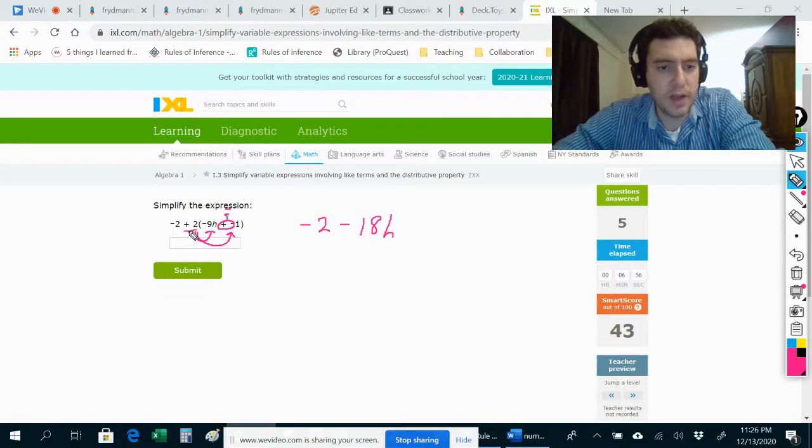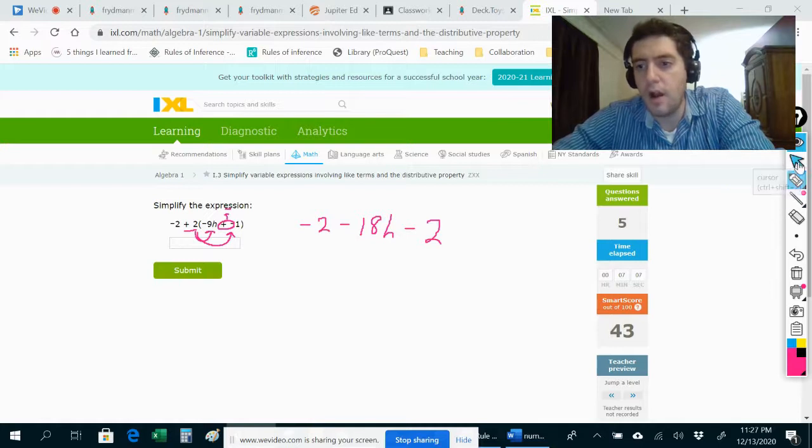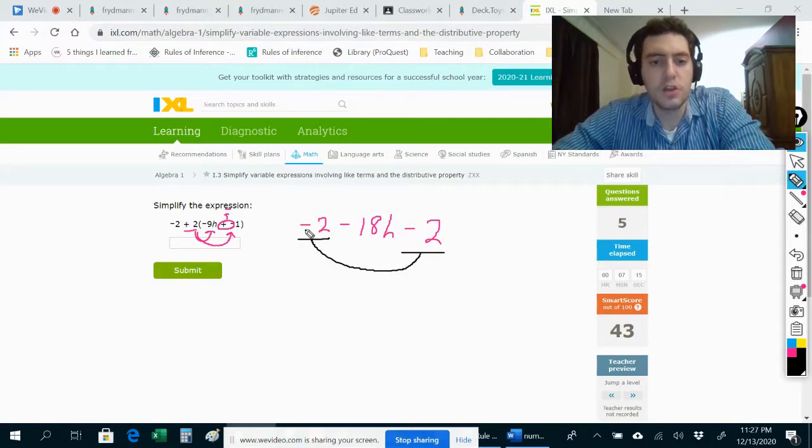Okay, and then we have positive 2 times, we're going to look at this like negative 1. So positive 2 times negative 1 is going to give us negative 2. So we'll write minus 2 over there. I cannot combine the h with anything. I don't have any other h terms, but what I can combine is this one with this one. So negative 2 minus 2. If I think of a number line, if I start at negative 2, then I go minus 2, so I go to the left 2 spaces, I'm going to end up at negative 4.